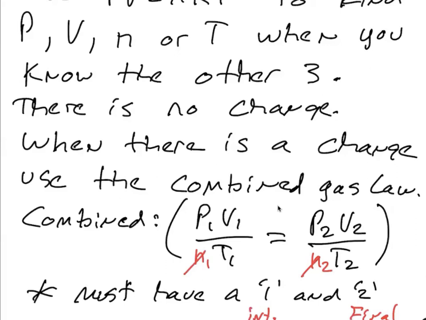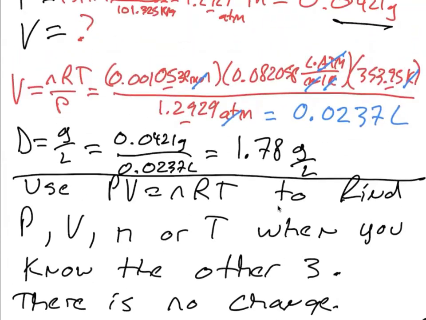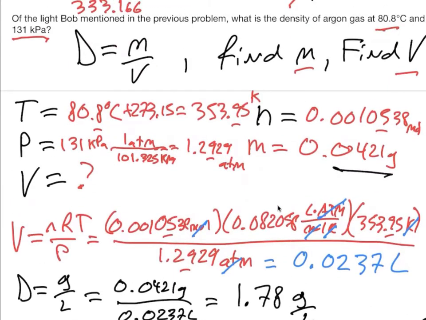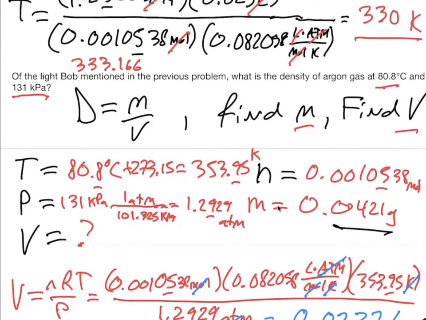I have a question. Okay, go ahead. So previously, you know how we got the mass from the previous question? Why didn't we just take the volume from the previous question too? Well, because the volume changed. We had the same gas, but we changed its temperature and its pressure.